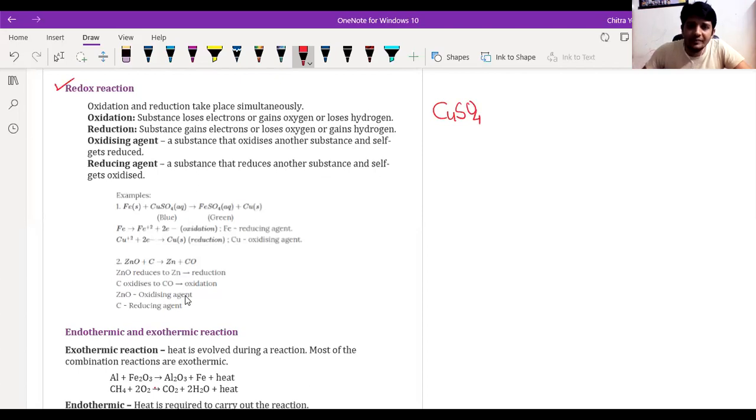Its color is blue. Then we added an iron nail to it, and the color of the solution changed from blue to green, which shows the formation of FeSO4, and copper gets separated out from there. The solution color was green. Do you remember this reaction that we discussed in the last lecture? Yes.